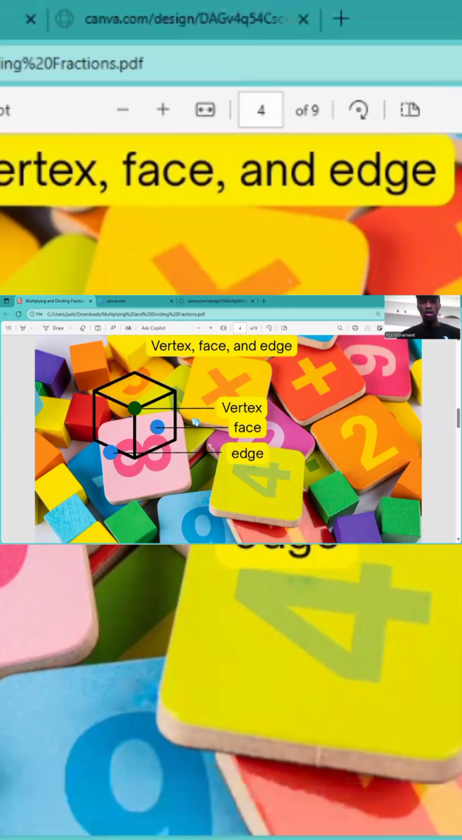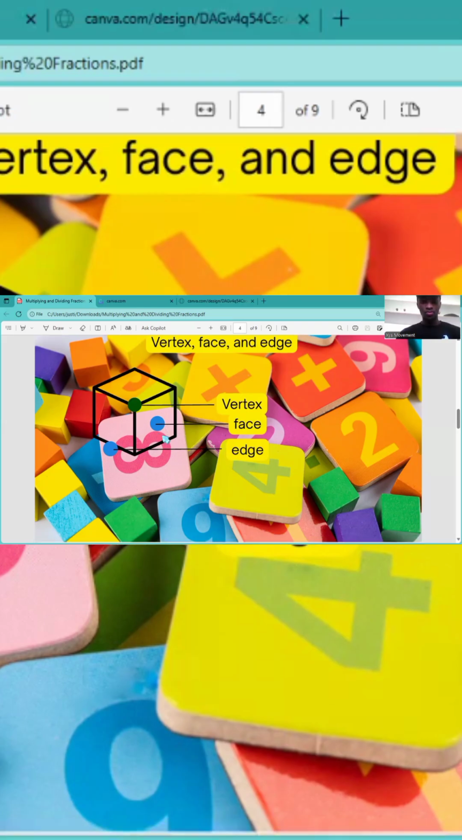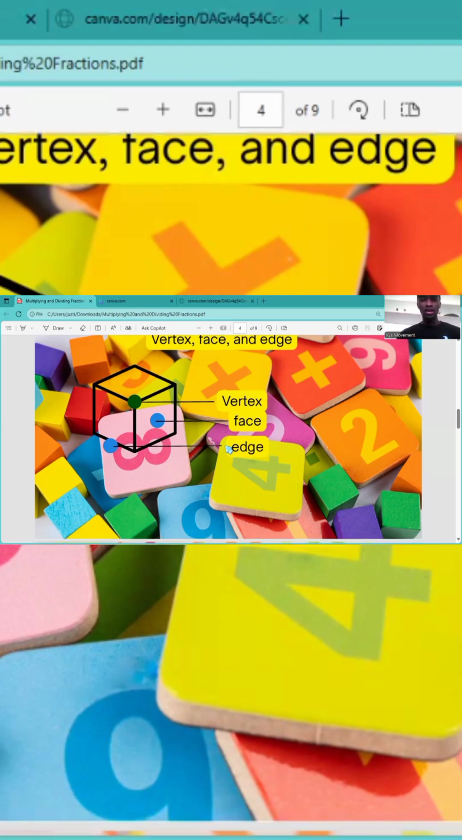Now, what is a face? A face is the face. Basically, it's like your face, as you can see in the mirror. The face of this cube is this one. How many faces does this cube have? It has 1, 2, 3, 4, 5, 6. It has 6 because it's like a die.